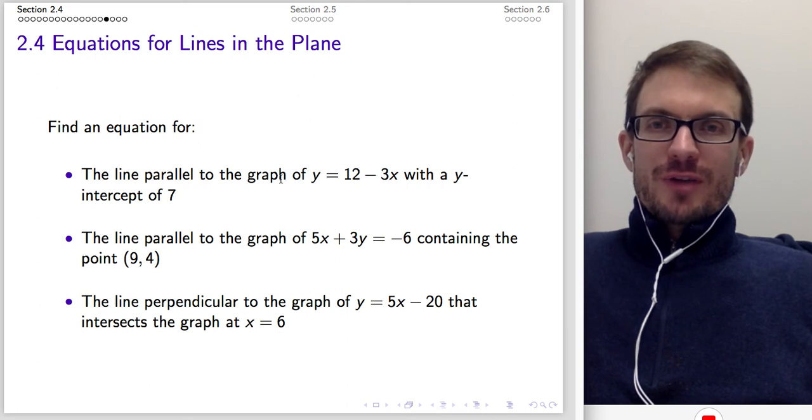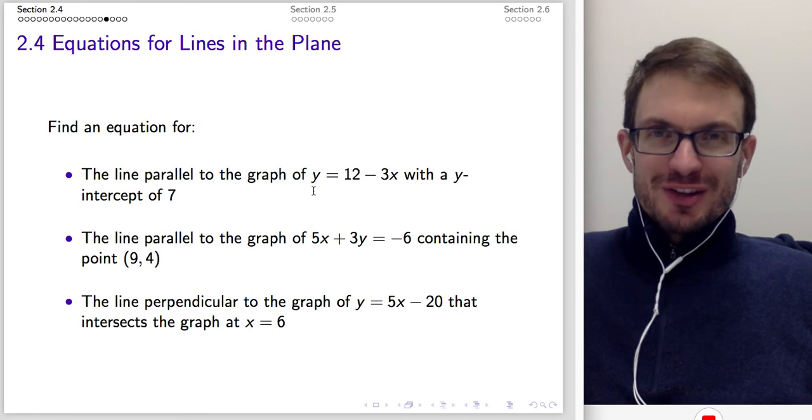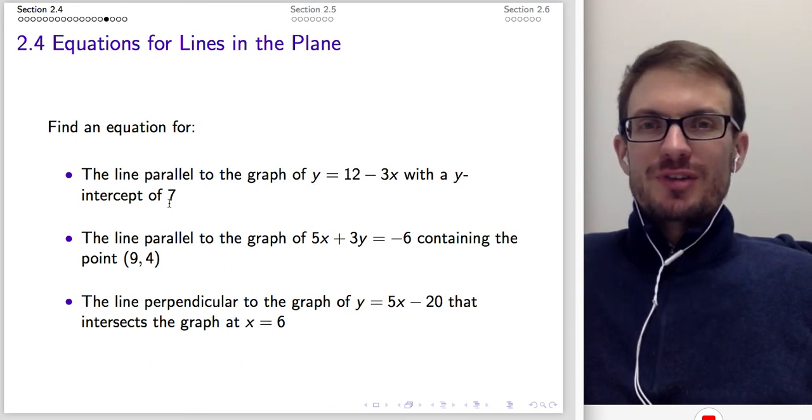It's parallel, right? So it's got to have the same slope of minus 3. So we know we're going to have y equals minus 3x plus something. Oh, well, it's got to be this y-intercept, plus 7.